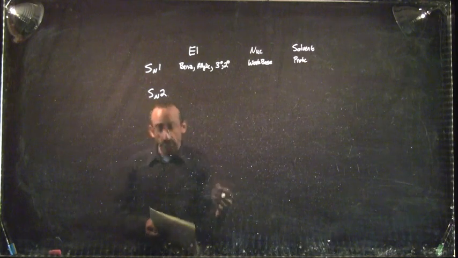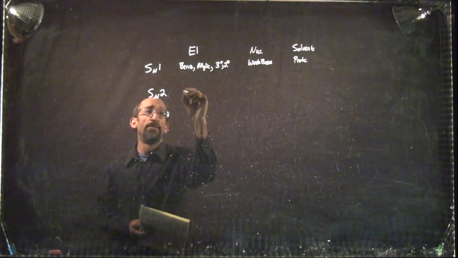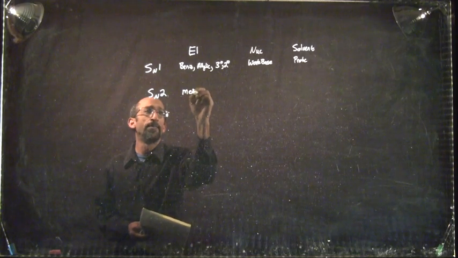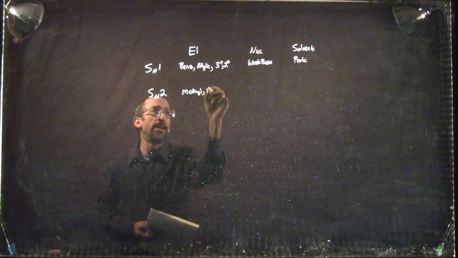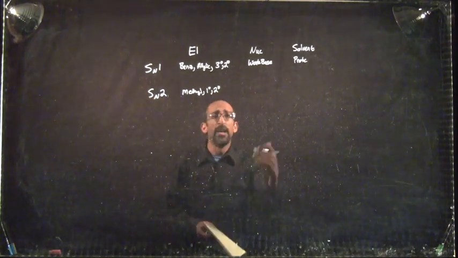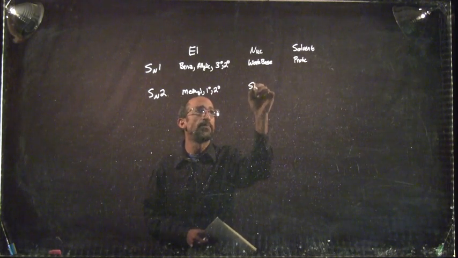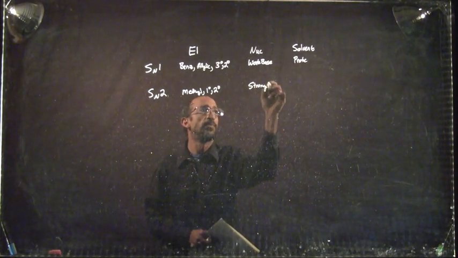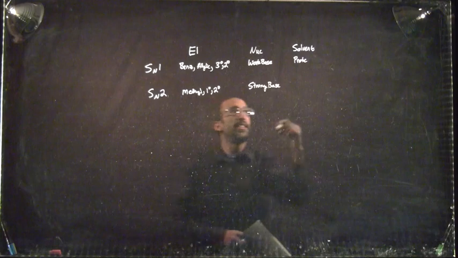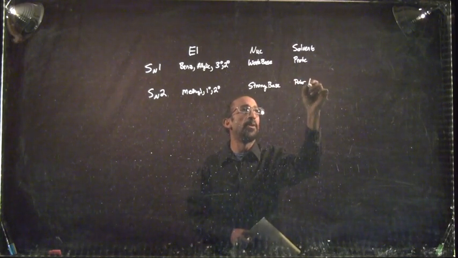Now for SN2s, our preferred electrophiles are going to be methyl, primary, and secondary electrophiles. Our nucleophile is preferentially going to be a strong base, and these reactions are promoted by polar aprotic solvents.